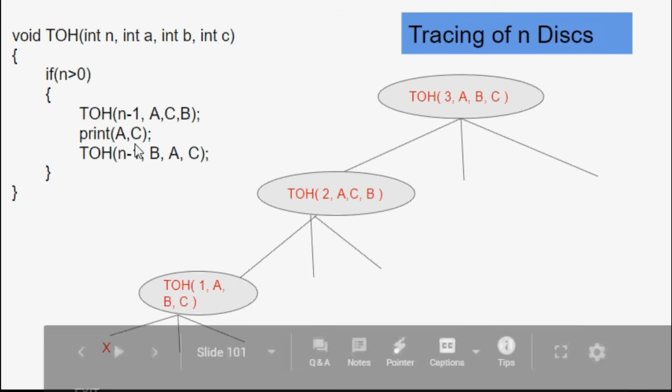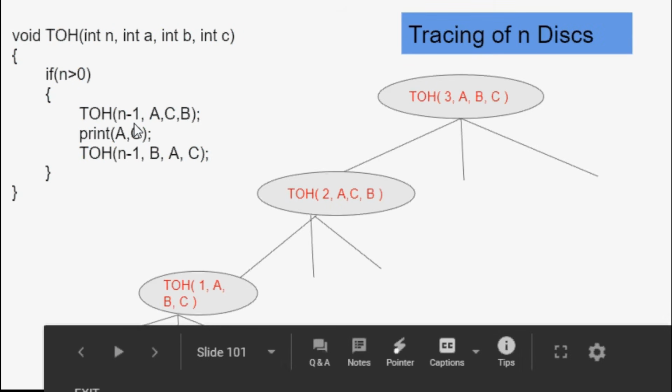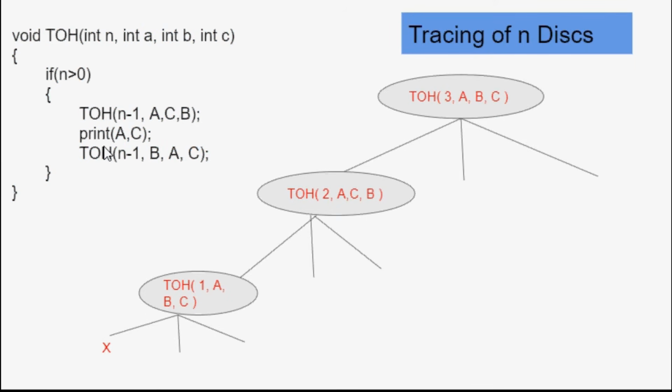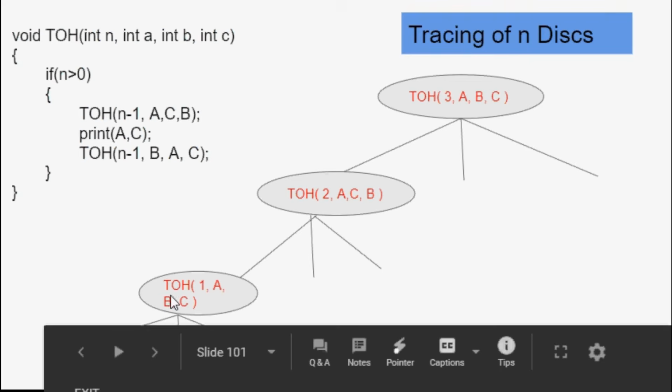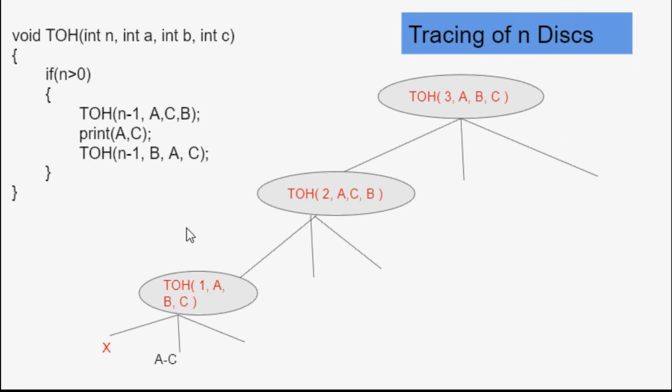What call am I making? 0. When I make a call for 0, this block would be executable only if the value of n is greater than 0. Here n is 0. So that means no call. Leave this. The next step is print A comma C. Now you need to look at this call. What is the value of A and C currently? A is A only, C is C only. So we have written A comma C.